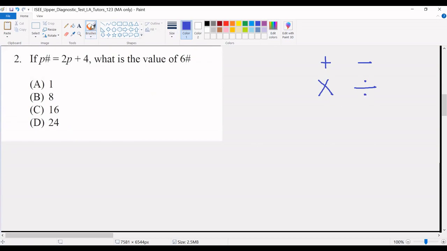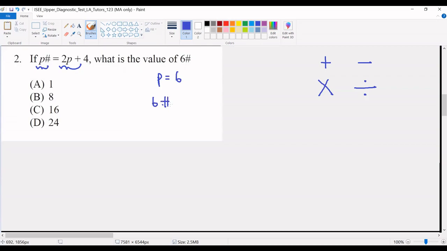So what's going on in number 2 is that p pound is equal to 2p plus 4. So what they're trying to describe to us here is that this is a newly defined operation. Whenever we figure out the value in front here, we're going to perform this operation exactly. So what is the value of 6 pound? So what they're telling us is that whenever we see p, we're going to substitute in 6.